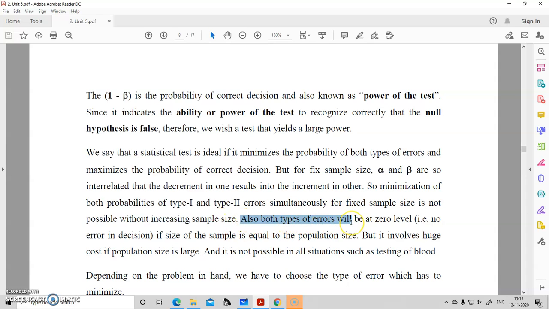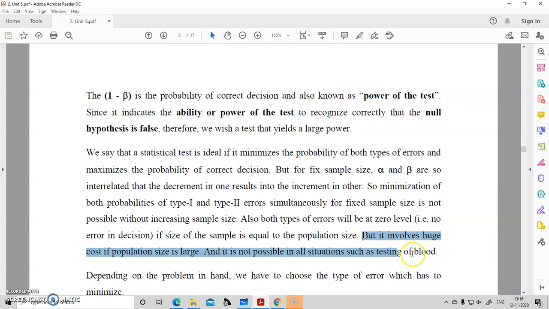Both types of errors will be at 0 level, or no error, if we take the population itself, because we are committing all these errors by taking the wrong sample. But if you take the whole population itself, both the errors will be minimized. The size of the sample should be equal to the population size.